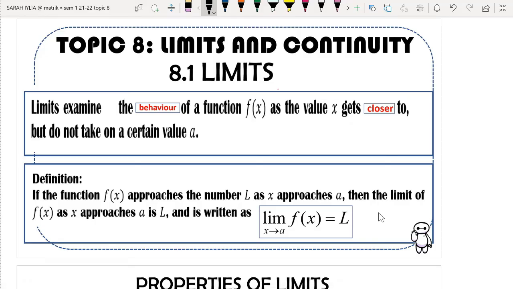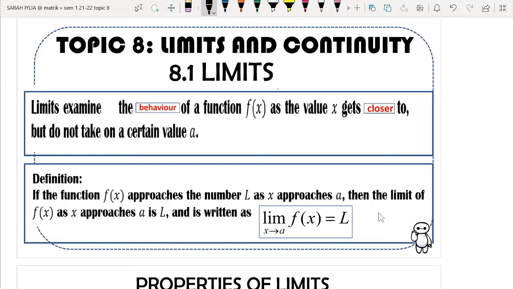So in this video, we will proceed with topic 8, limits and continuity. We focus on the first subtopic, 8.1, limits. Basically, limits examine the behavior of a function as the value x gets closer to, but does not take on, a certain value of a.